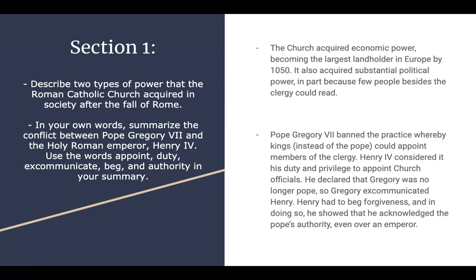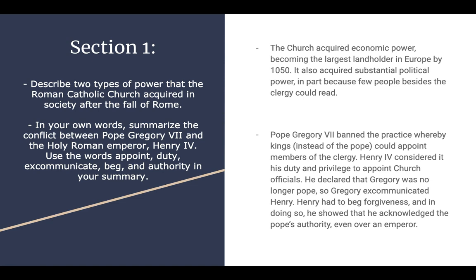The second question that you guys had, in your own words, summarize the conflict between Pope Gregory VII and the Holy Roman Emperor Henry IV. Use the words appoint, duty, excommunicate, beg, and authority in your summary. So your response probably looked a little bit different, but again, as long as you use the words correctly and you are able to accurately describe the conflict between these two men, you guys would be good to go.